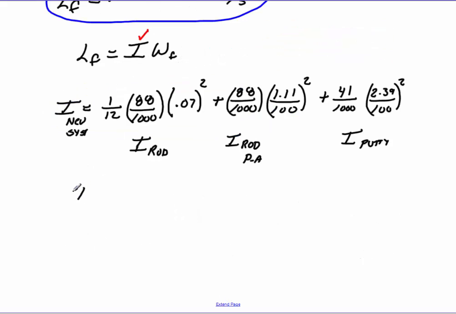So the total inertia of the new system is equal to, I got 7.02 times 10 to the minus 5 kilograms times meters squared over second.